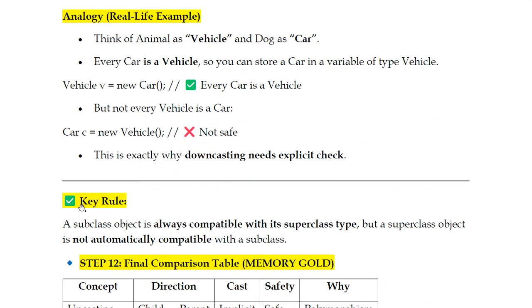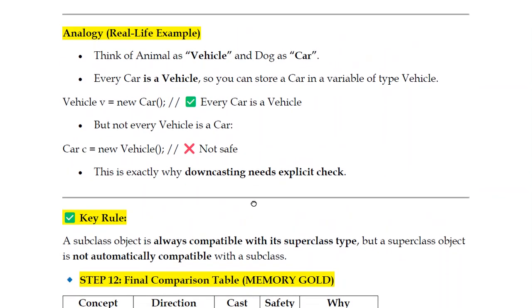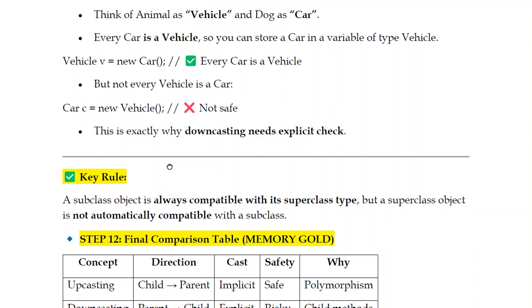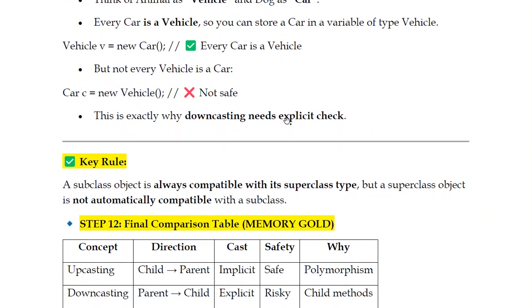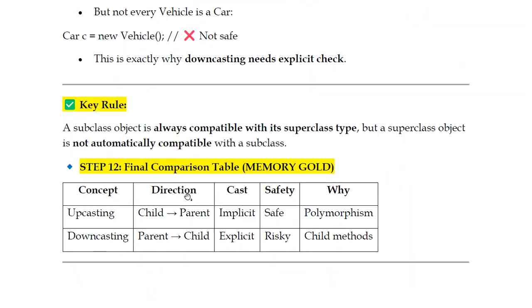I hope you are clear with this. So at that time, these problems can be avoided. During that check, it will find out whether the parent reference is of the type of the child class or not. The simple key rule is: a subclass object is always compatible with the superclass, right? But a superclass object is not automatically compatible with the subclass. We have to typecast it.